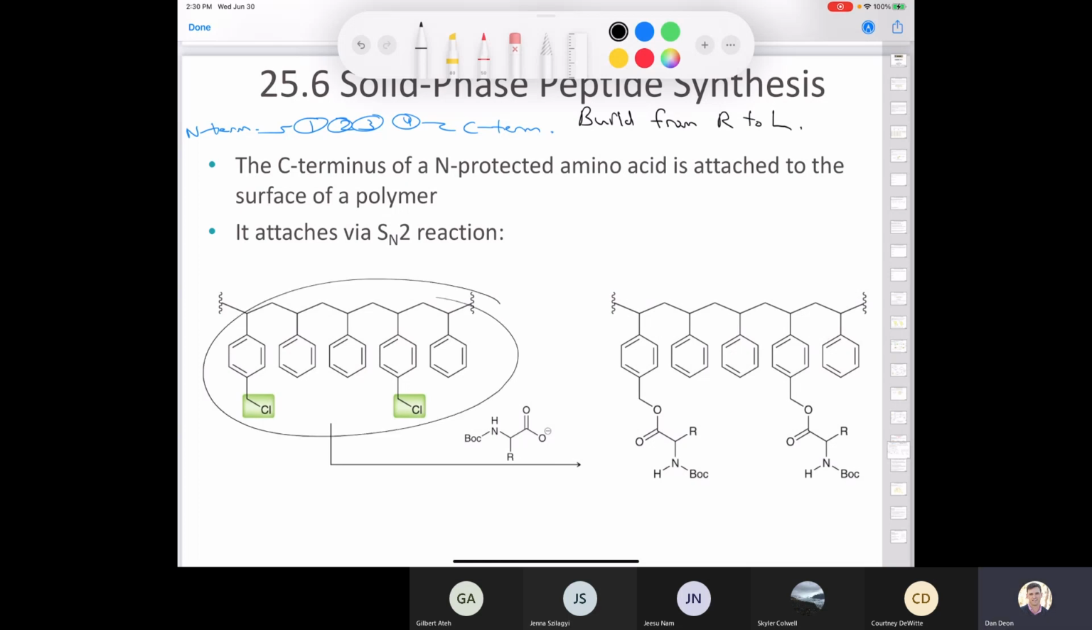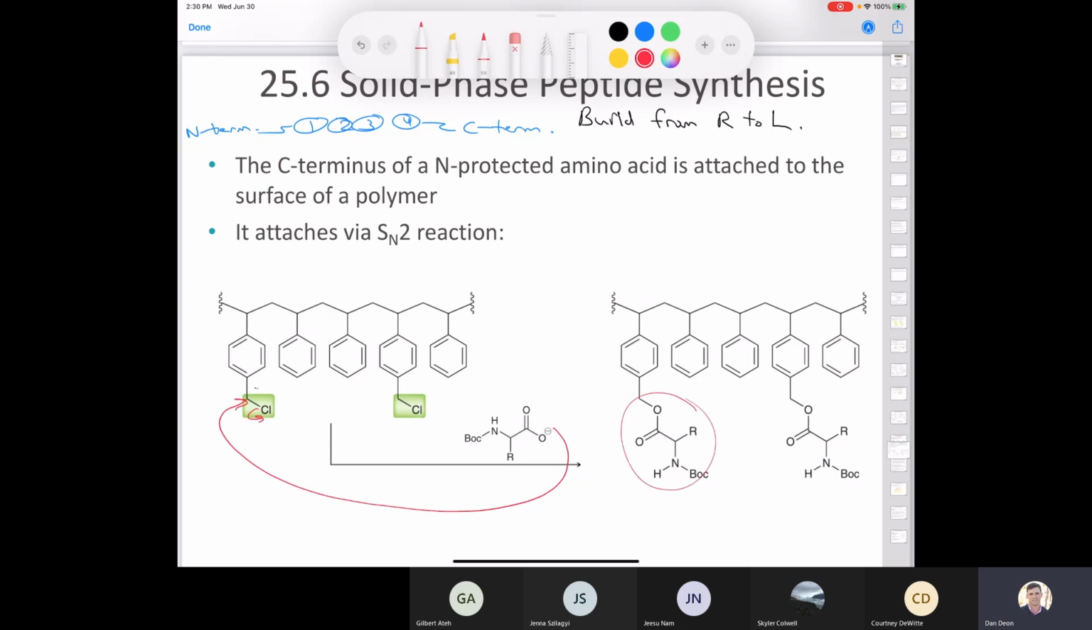This is your polymer. It's all linked together. It's a giant molecule that's totally insoluble in an organic solvent. But you see how you've got these little benzyl chloride residues sticking off the end? Well, those are sweet, tasty electrophiles just waiting to react with the nucleophile. So if it sees the carboxylate, it's just going to do an SN2 like that.